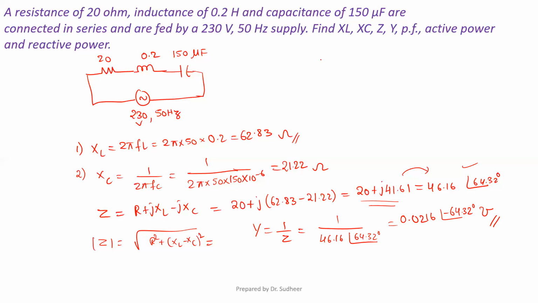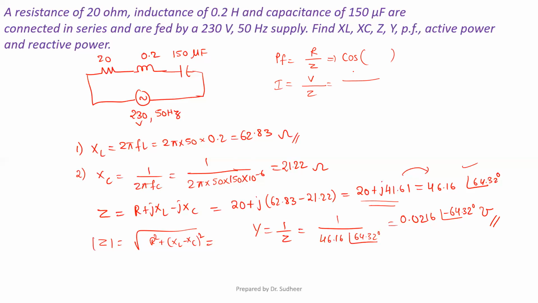And then what is your power factor? Power factor you can do in two ways. Power factor is equal to R by Z, or else cosine of the angle between V and I. So what is the angle between V and I? We need to find out. He is not asking for I, but we can first find out the I value. I is equal to V by Z.